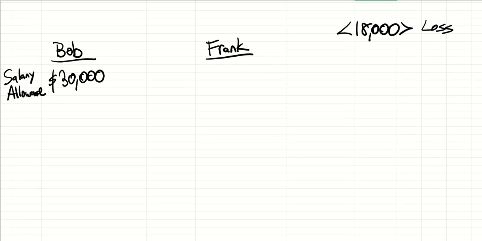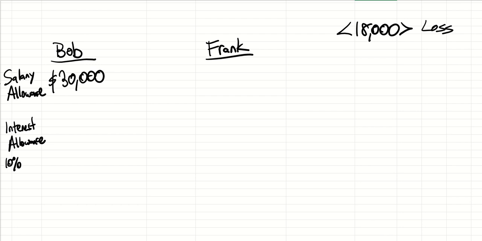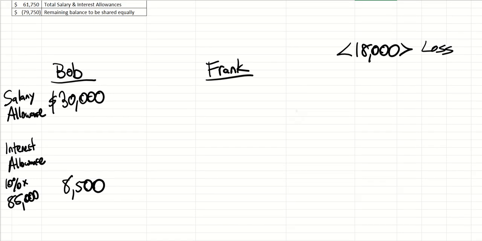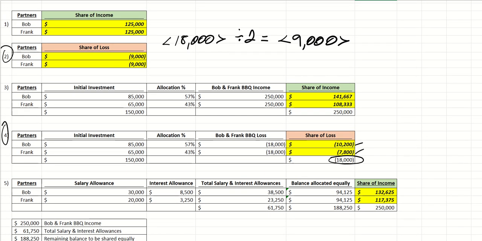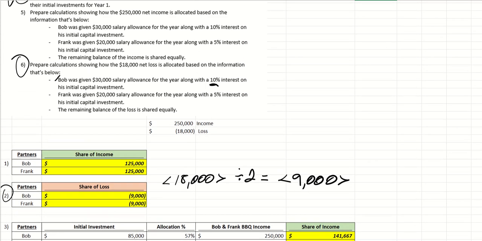So I'm going to put on here right below the salary allowance underneath Bob, interest allowance. And it's 10% of $85,000. Okay, that's going to give us $8,500. So we're good there with Bob, with including all of the salary and the interest allowances. Next, we're going to go to this second bullet point here, to Frank.